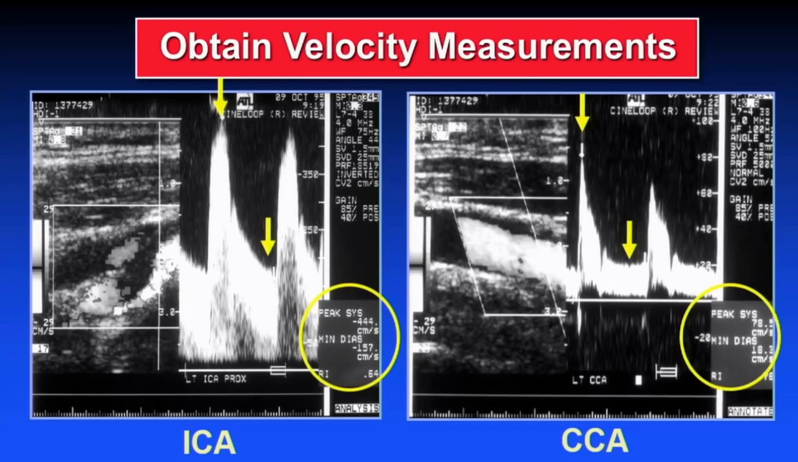But once you've identified the vessels, we take peak systolic velocity of the internal and the end diastolic velocity, and do the same thing for the common carotid artery, approximately 1 to 2 centimeters proximal to the bifurcation in a non-obstructed portion of the common carotid artery. And we get these numbers. So here the internal carotid artery is 444, it's the peak velocity. The end diastolic velocity is 157. And similarly, we have numbers for the common carotid artery.